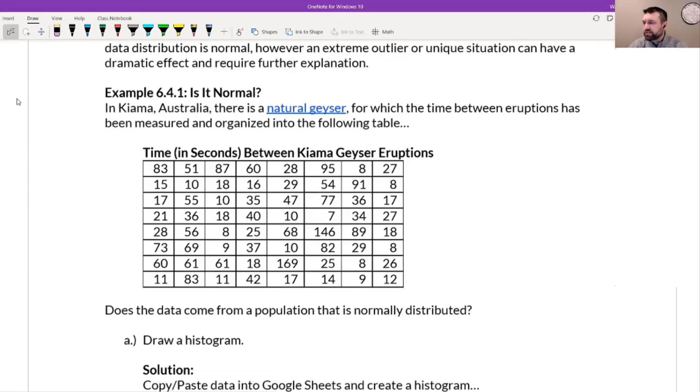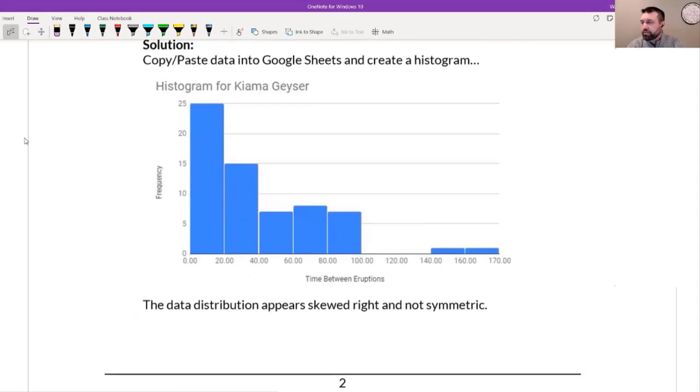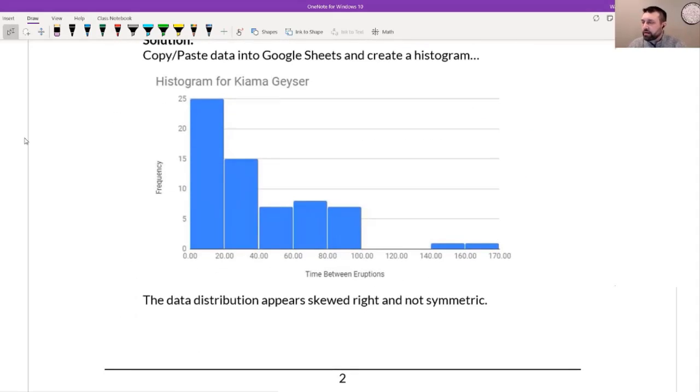So if we take a look at this data set, this is a data set of a geyser in Australia, and someone stood there and measured the amount of time in between eruptions and collected this data set. And the question is, is this a normal data set? The first thing we want to do is take the data and throw it into a histogram. And this is what the histogram looks like.